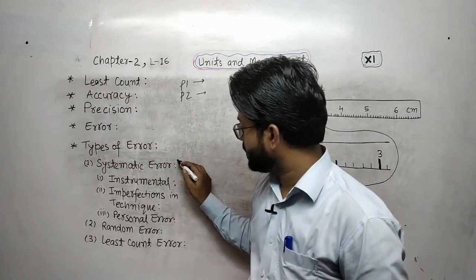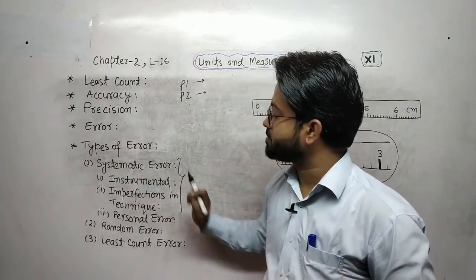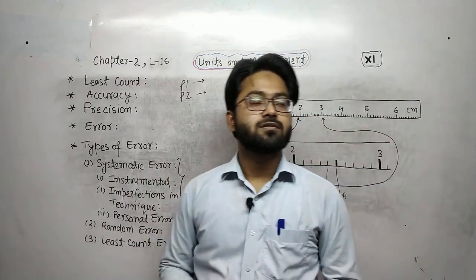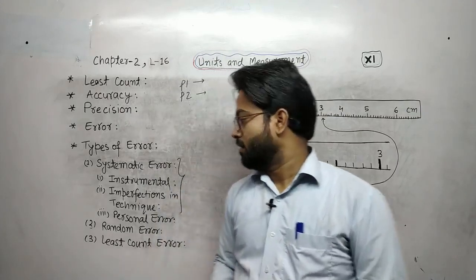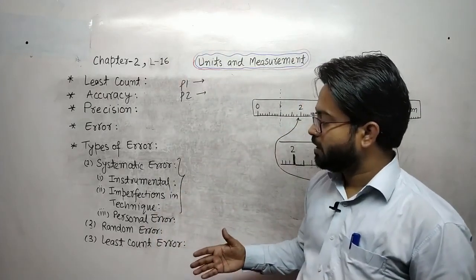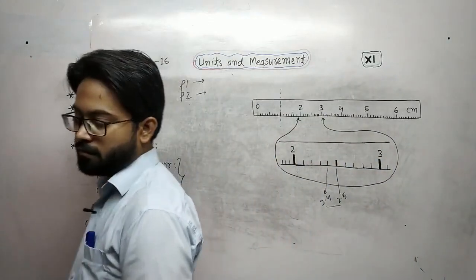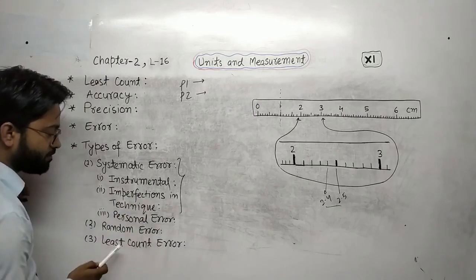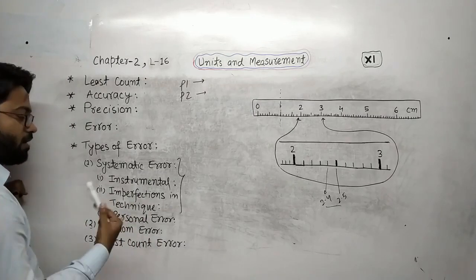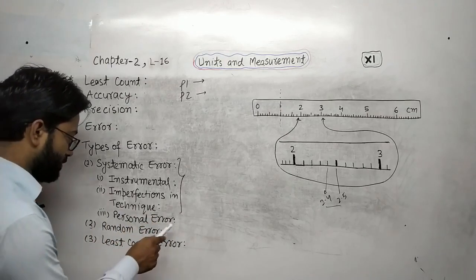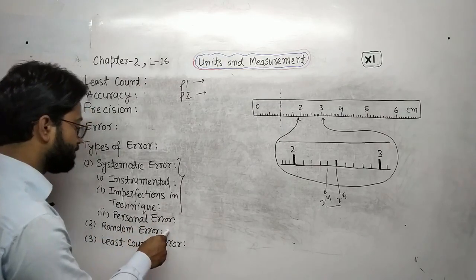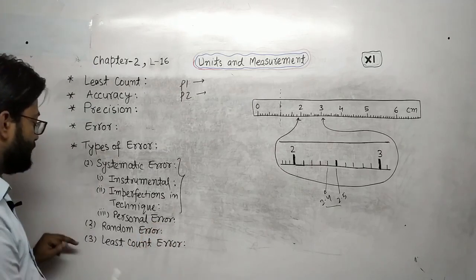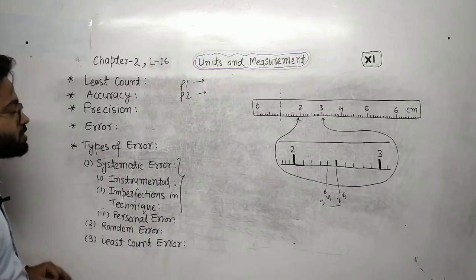Okay, these 3 errors come under the systematic error, but the second is random error. What is random error? Random error is the error that comes from anywhere. We don't know whether the error is coming from the instrument, the technique, or the person. That means the random error comes randomly. That's why it's called random error. Third one is least count error.